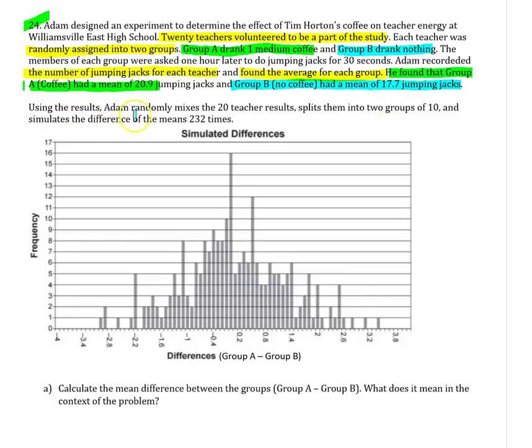Using these results, Adam randomly mixes the 20 teacher results. Okay, so now everybody's back in the pool. And then splits them into two groups of 10. So now it's not necessarily coffee drinkers with coffee drinkers and non with non. Okay, everybody's back in the pool. And then he simulates the difference of the mean 232 times. Okay? So here's your graph below. So here's your simulated differences. These are all differences, like a difference of -1 would be this bar, or more extreme.